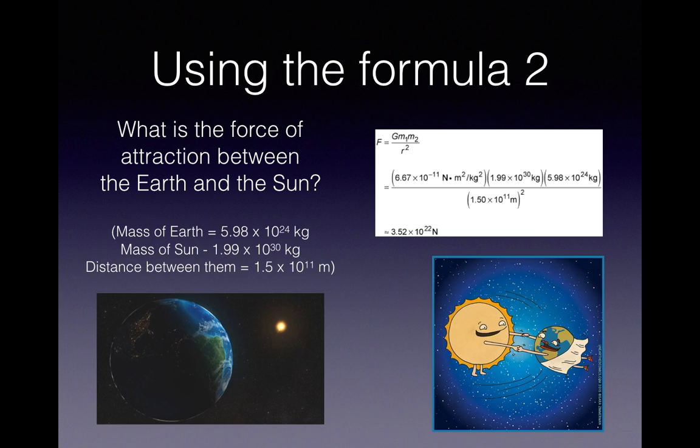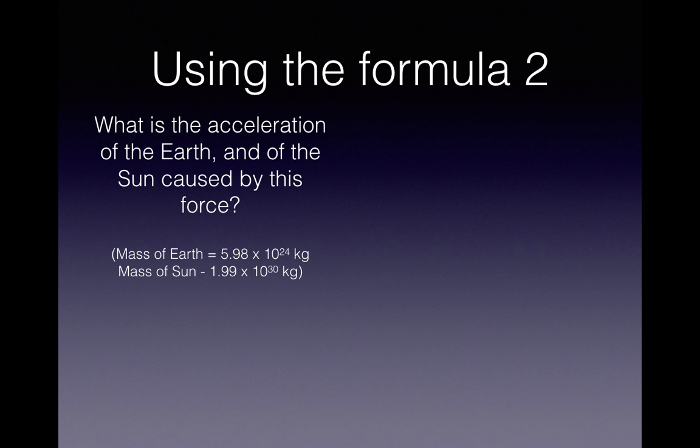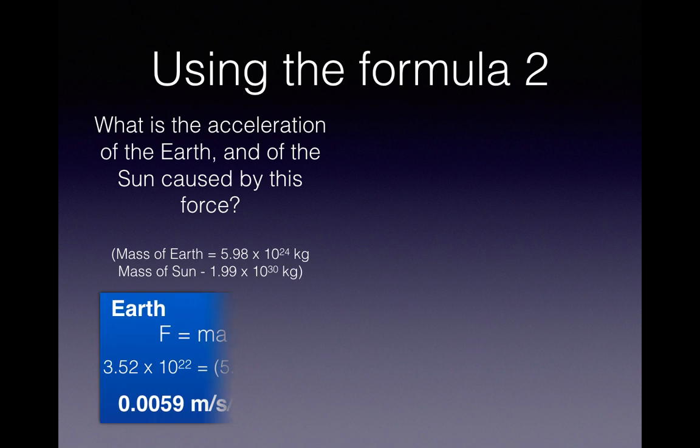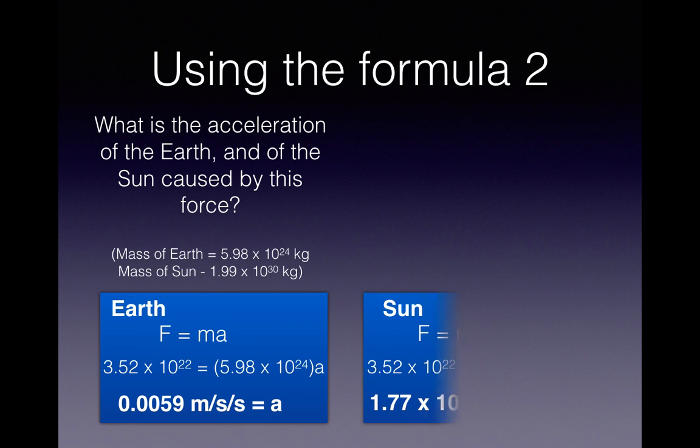Now, the other thing to remember here is that the force of attraction is experienced by both the Sun and the Earth. So let's have a look at the effect that has. So, part 2, what is the acceleration of the Earth and of the Sun caused by this force? So for the Earth we apply F is equal to ma. I've put the force of attraction and the mass in there, and the acceleration is 0.0059. It seems quite small, but have a look at what happens with the Sun.